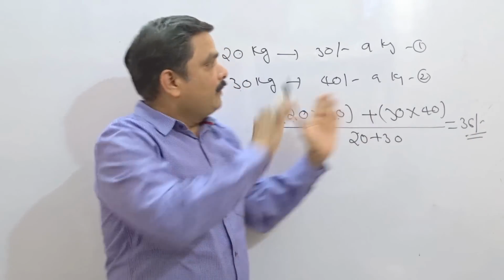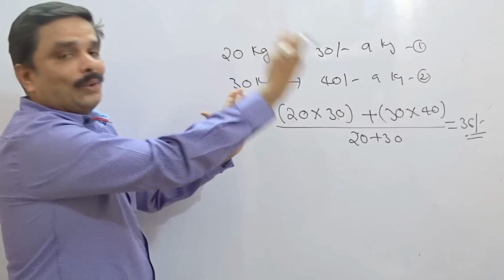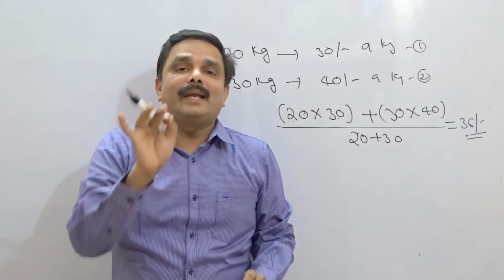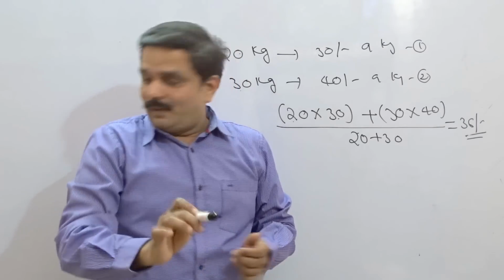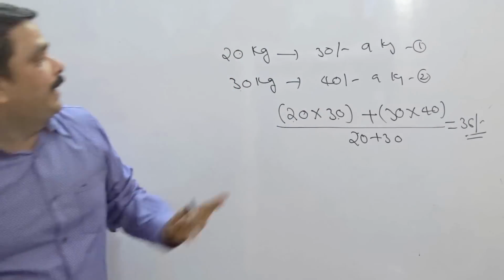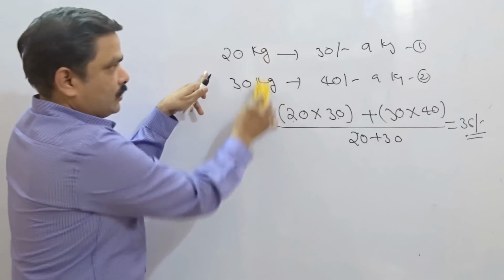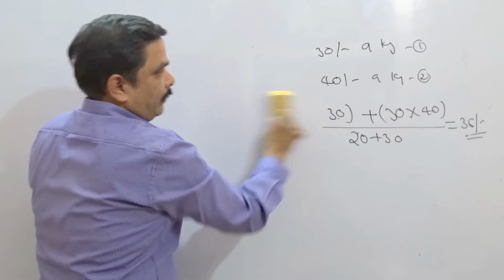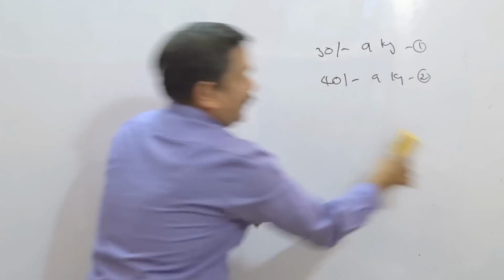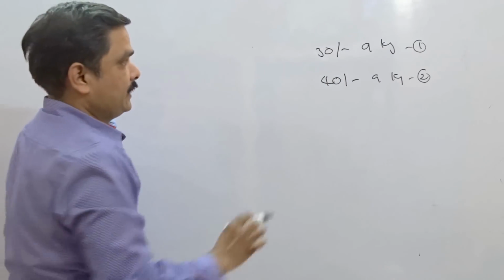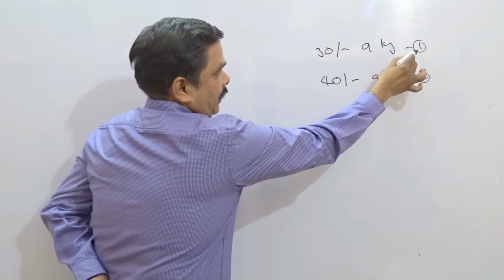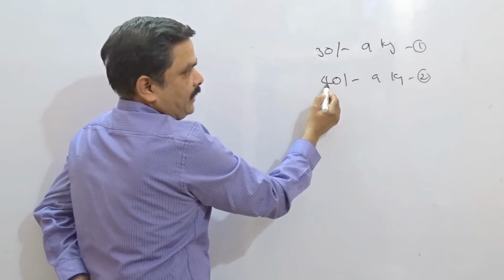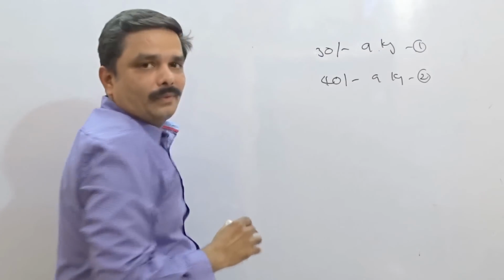Now, if they give this question in the other way, I will tell you how to use the rule of alligation. Suppose they give the question in this way: a trader has a variety of rice. Take the first variety of rice at 30 rupees a kg, and the second variety of rice at 40 rupees a kg.